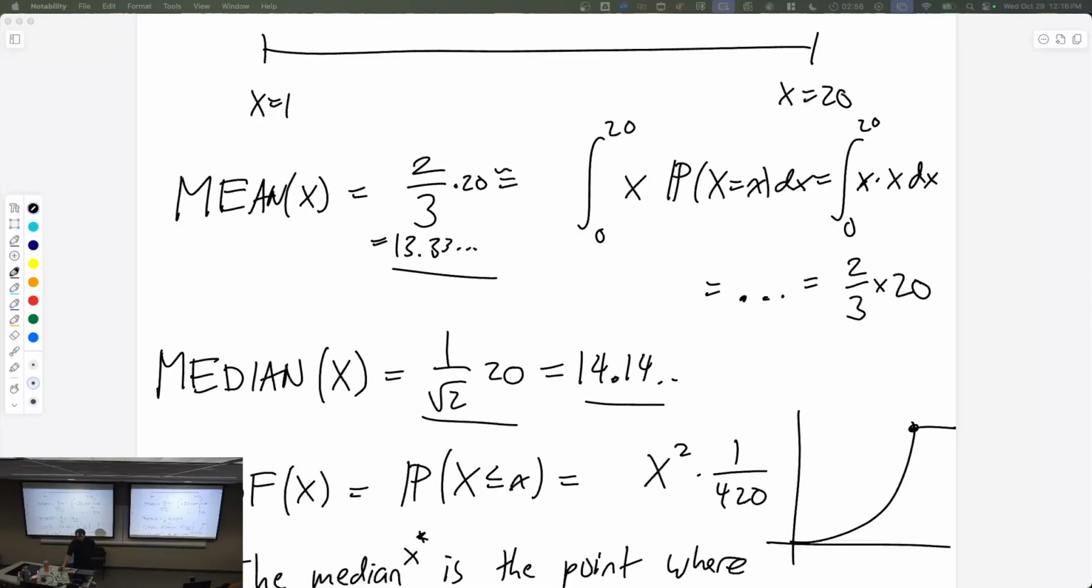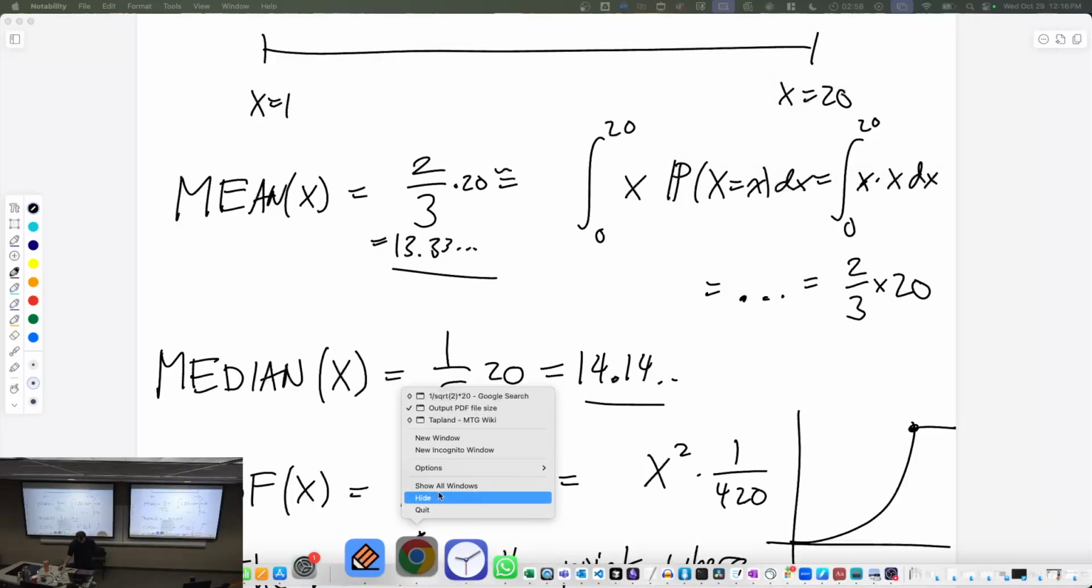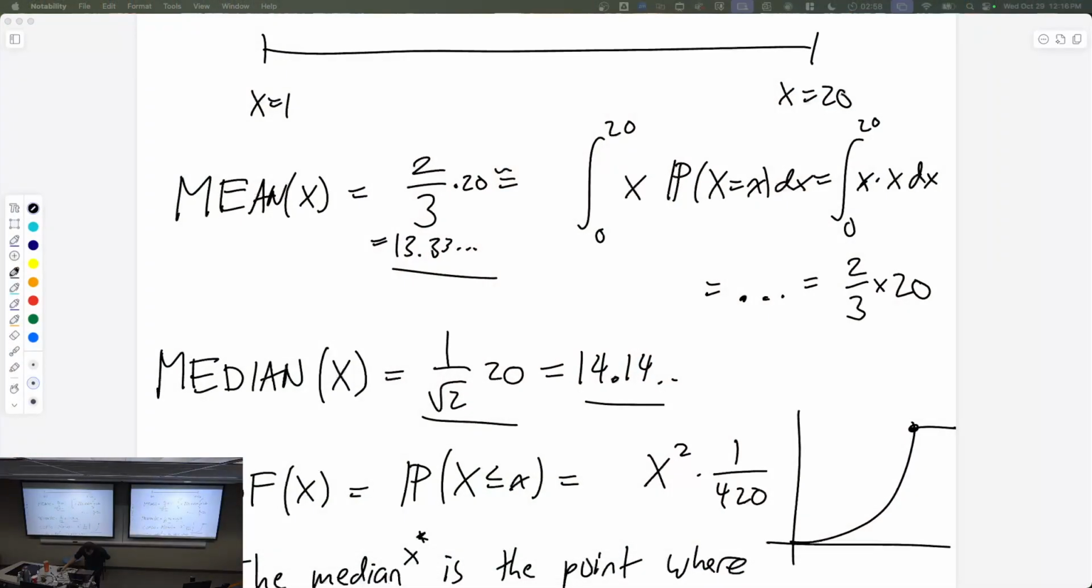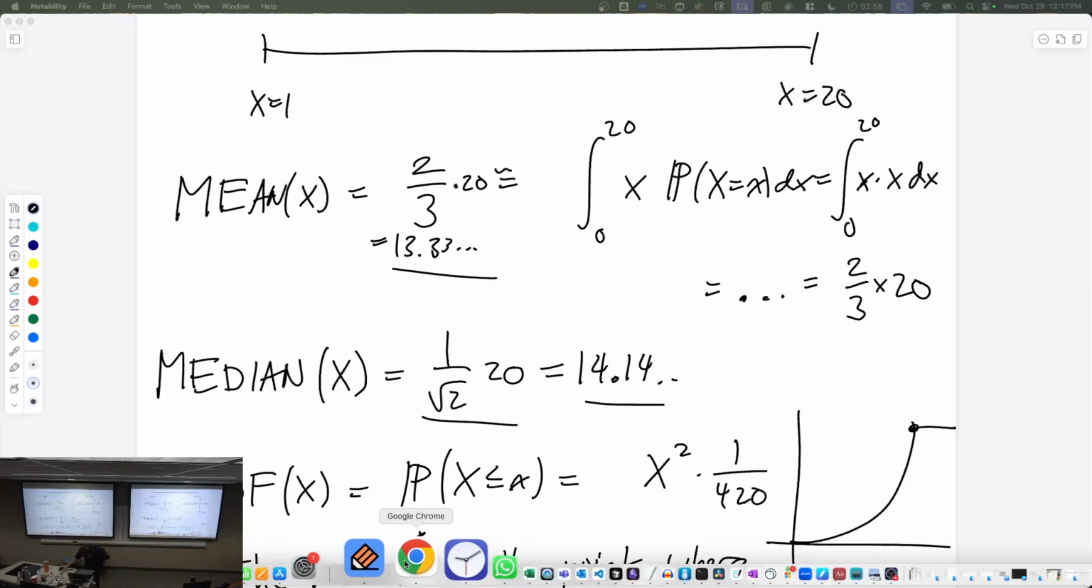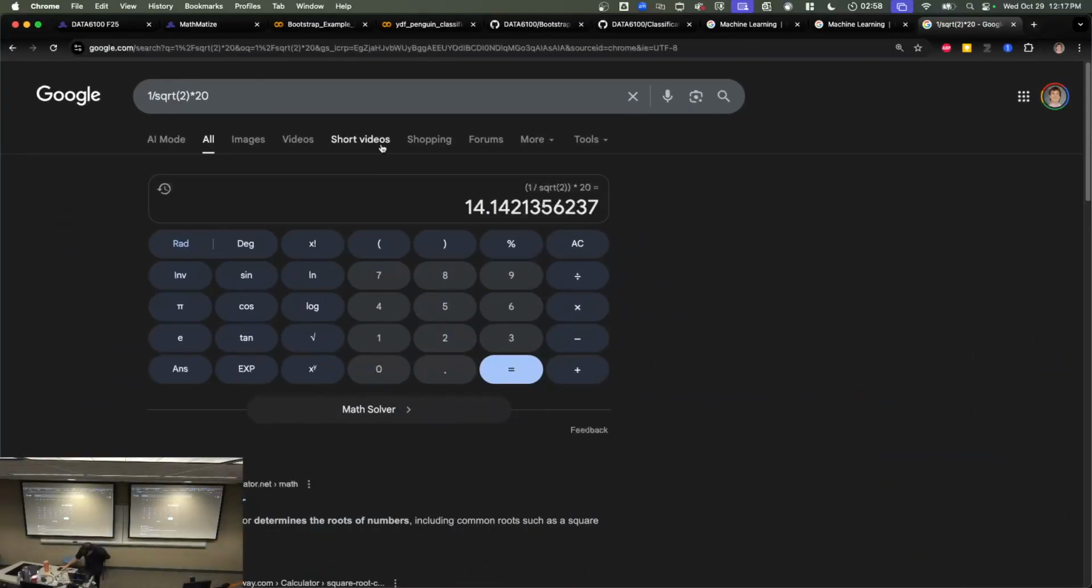We don't want any of this. We want, where did my thing go? We have lost the thing. Let's show windows. And where are the windows? Not this one. 1 over square root of 2 times 20. This is it. Okay, great.